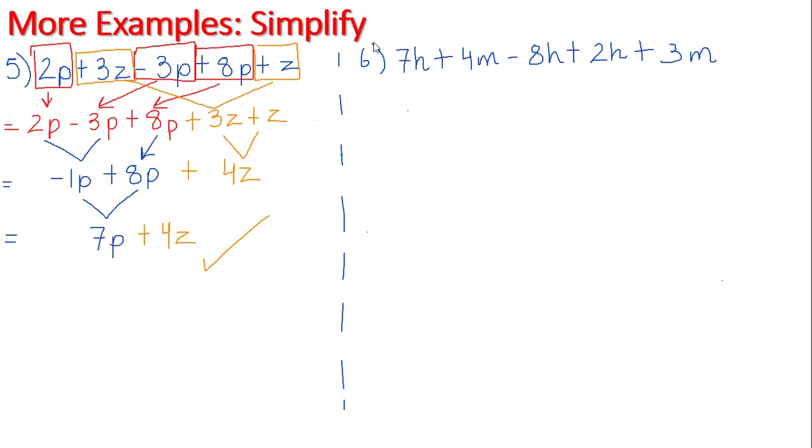Okay, so let's move on to the next one. What y'all got for number 6? I got 1H plus 7M. Let's see if that's correct.